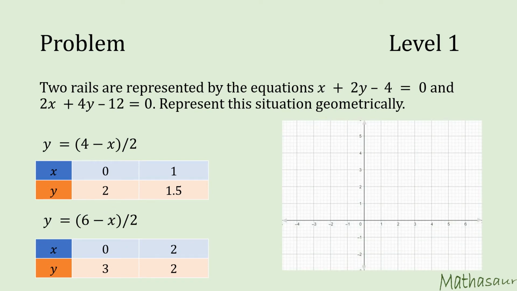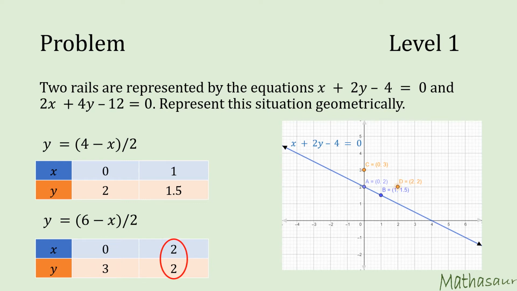Let us plot these points on the Cartesian plane. So let us plot the points for the first equation. Let us draw the line passing through these 2 points and label it as x plus 2y minus 4 equals 0. Similarly, let us plot the points for the second equation and label the line as 2x plus 4y minus 12 equals 0.